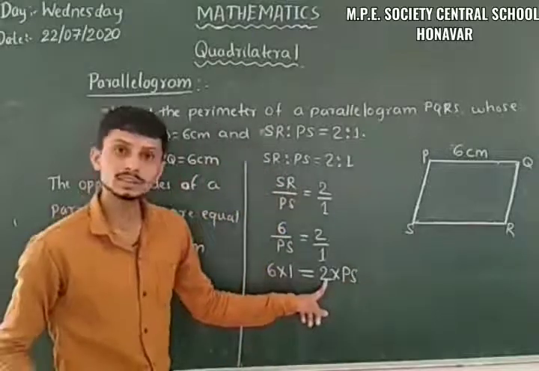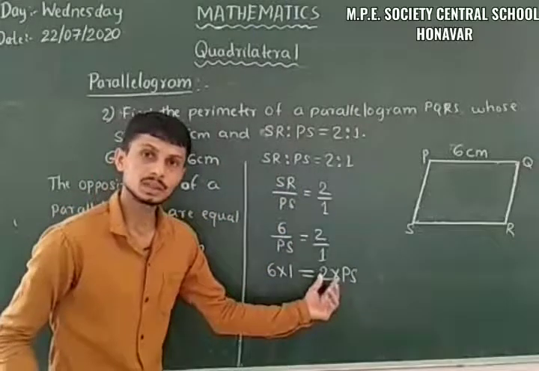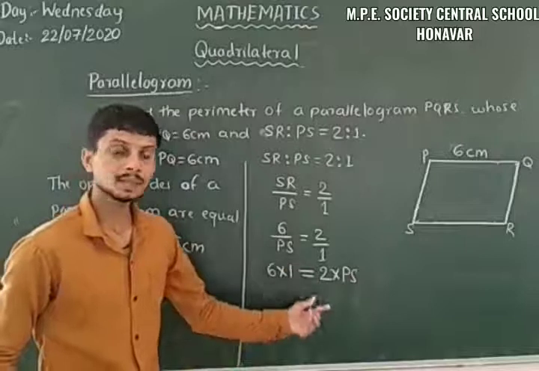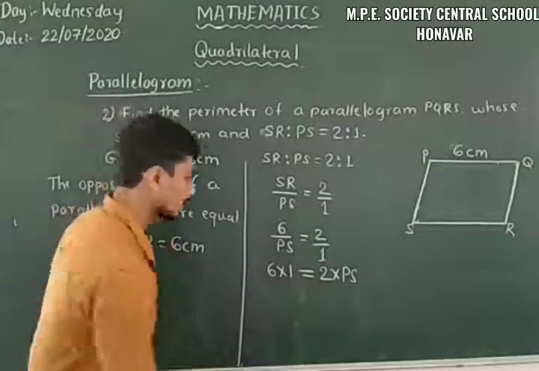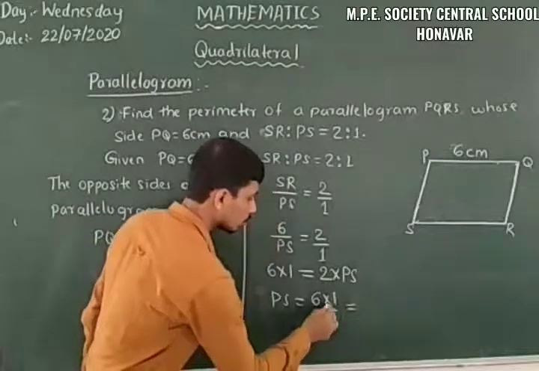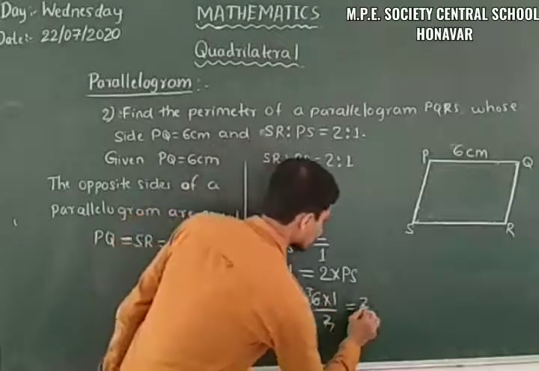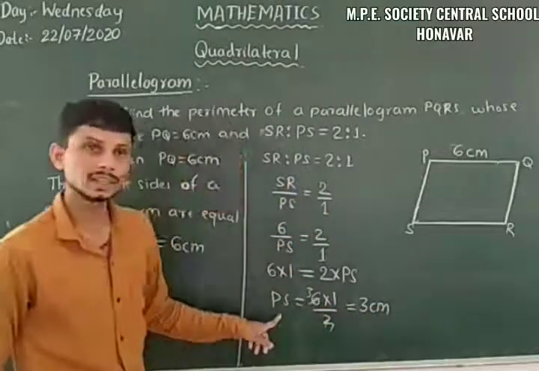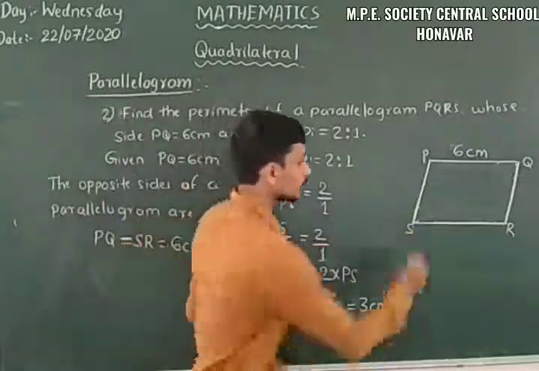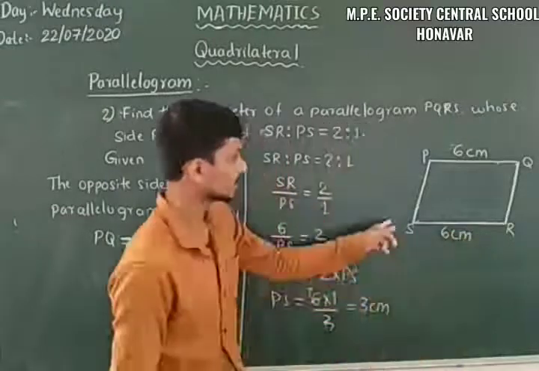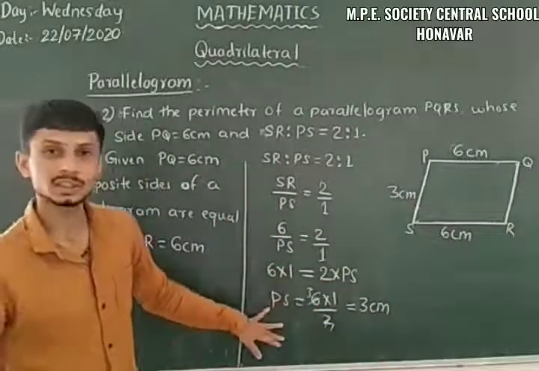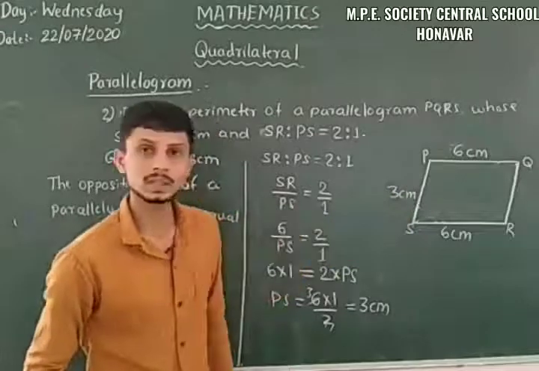So here 2 is there. After that we transpose 2 to the LHS side, and it will come to the denominator part. So PS is equal to 6 into 1 divided by 2, which is 3 centimeter. So the value of PS is 3 centimeter. We got the value of SR is equal to 6 centimeter and the value of PS is 3 centimeter. With the help of this ratio, we got the value of PS.